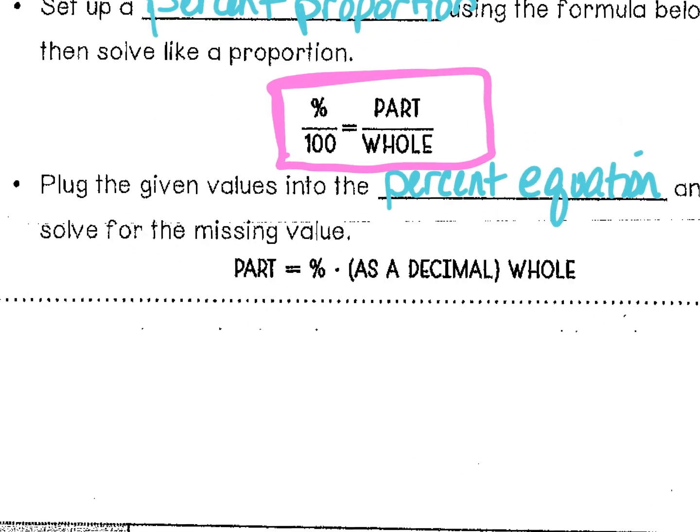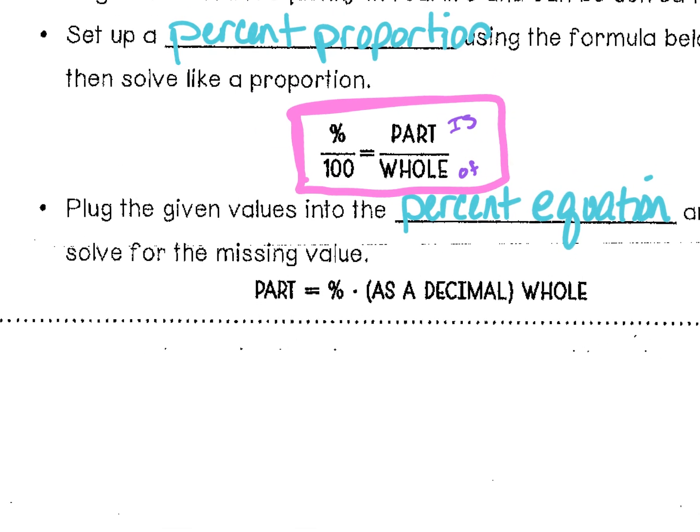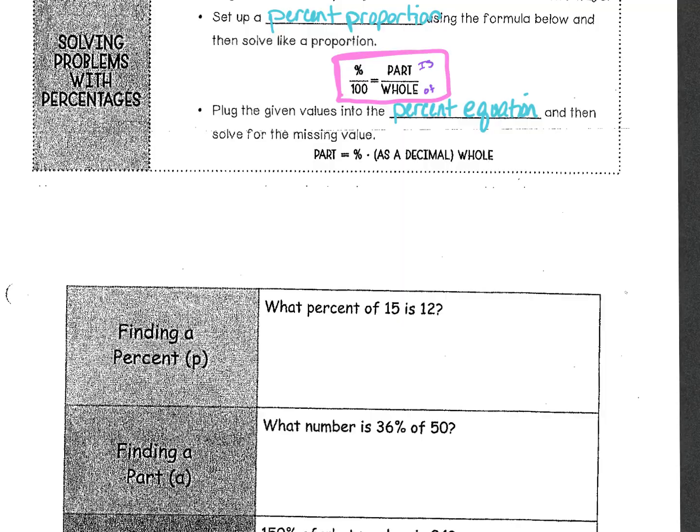Okay, now a couple of things. One, when it comes to word problems, I would definitely use part over whole. There is another way to look at it, and that's what you've seen before, is over of. So let's go ahead and look at some of these problems. Again, percent over 100 equals part over whole, or is over of.